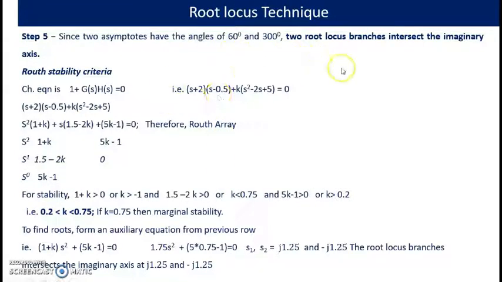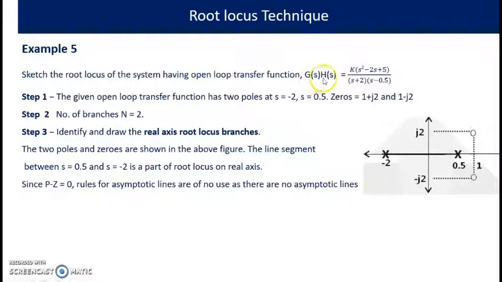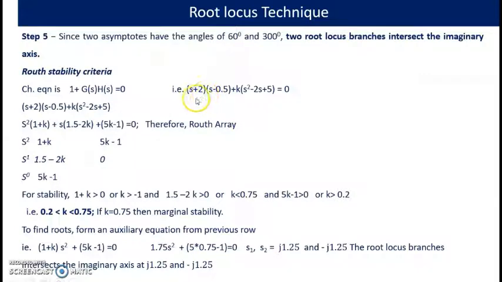Then we have to find the imaginary axis crossing point, that is by using the Routh stability criterion. In order to prepare the table, first we need the characteristic equation. Characteristic equation is 1 plus G(s)H(s) is equal to 0. So this is the open loop transfer function. Therefore 1 plus K into (s square minus 2s plus 5) divided by (s plus 2) into (s minus 0.5) equal to 0. So that is (s plus 2) into (s minus 0.5) plus K into (s square minus 2s plus 5) is equal to 0.